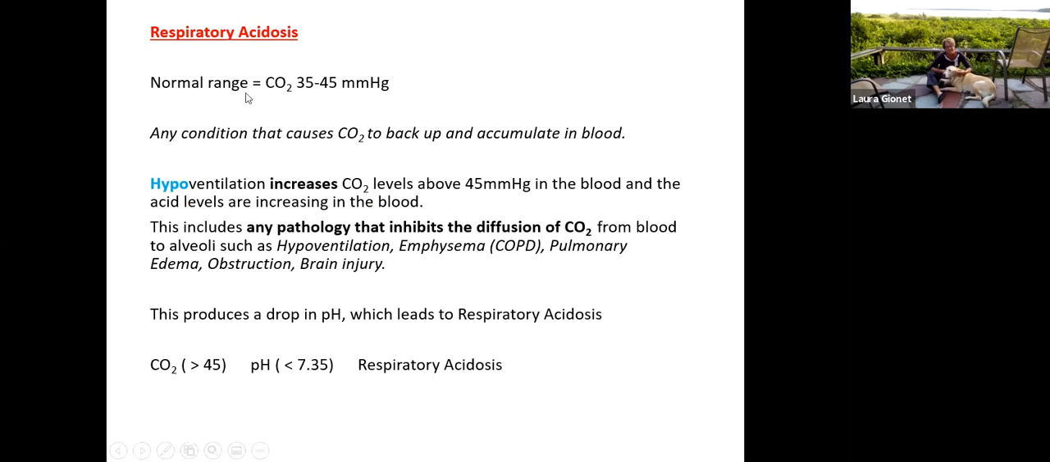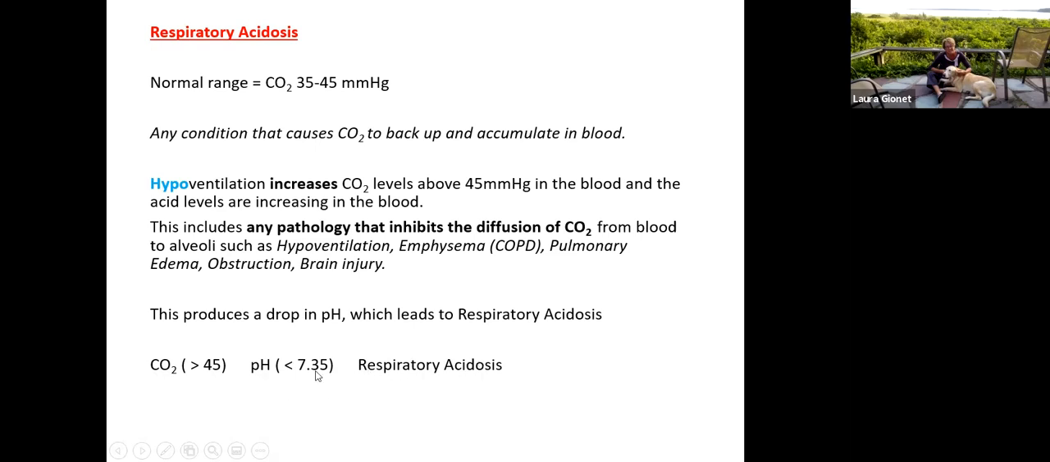Right, so in respiratory acidosis, our normal range for carbon dioxide is 35 to 45 millimeters of mercury. So, this is what determines whether you have respiratory acidosis, and these are the things that can cause it. Well, we know we're going to be acidotic. Look here on the bottom. These are the conditions that must be met to call it respiratory acidosis.